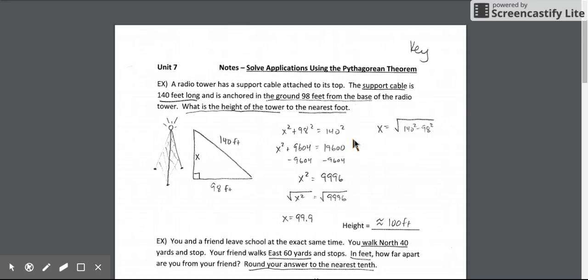Either way you do it, after you simplify, hopefully you're trying to square root 9,996, in which case we get a decimal that is somewhat like 99.9 something something something. That's enough of a value to figure out whether we need to round up or keep it the same. So we're rounding to the nearest whole number. So we're going to round up and say that it's approximately 100 feet tall.